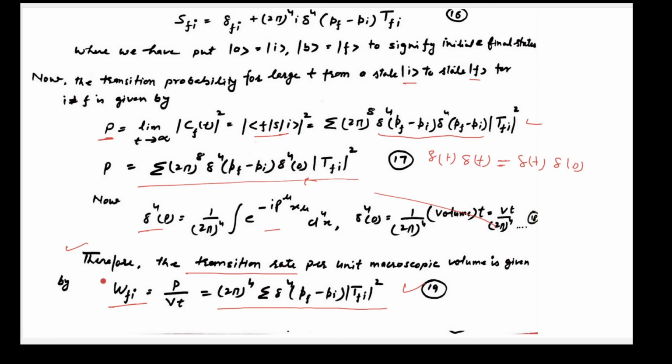So we have found here the transition probability from the initial state to final states, which is equal to 2 pi to the 4, summation, delta 4p delta function (p_f minus p_i), and the square of this transition matrix. Thank you.